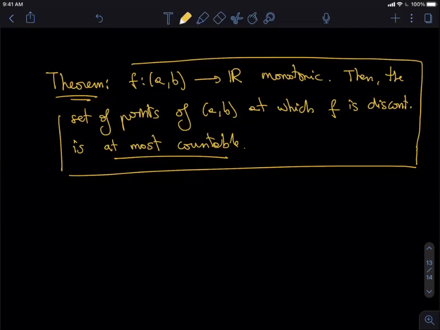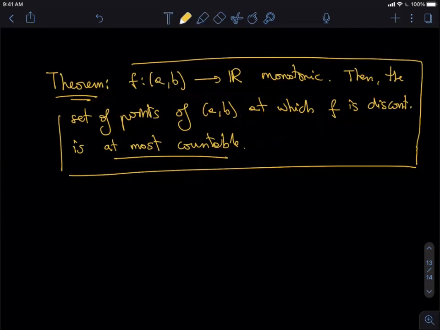So let's prove in this video that every monotonic function is discontinuous at most in a countable number of points. We can write that more properly, saying, okay, we have a monotonic function. It can be increasing or decreasing. Then the set of points of AB at which f is discontinuous is at most countable.